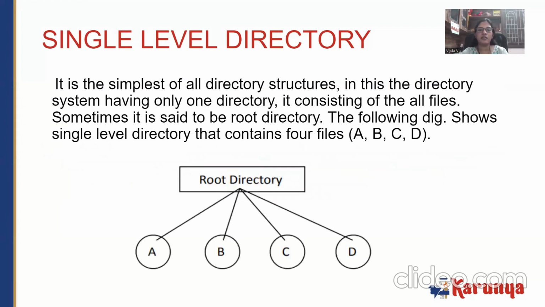As you look into the diagram, you'll be able to understand how it works. This single level directory is also said to be the root directory. Since it is a single directory, it also acts as the root directory, and it has different files under it: A, B, C, D. All the files are under the same directory.